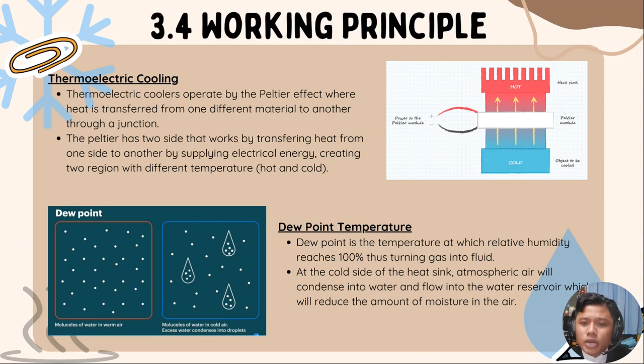The second one is dew point temperature. It is the temperature at which relative humidity reaches 100% and air is saturated. When this happens, condensation begins and gaseous air will turn into water at the cold heat sink inside our prototype, thus reducing the amount of moisture in the surrounding air.